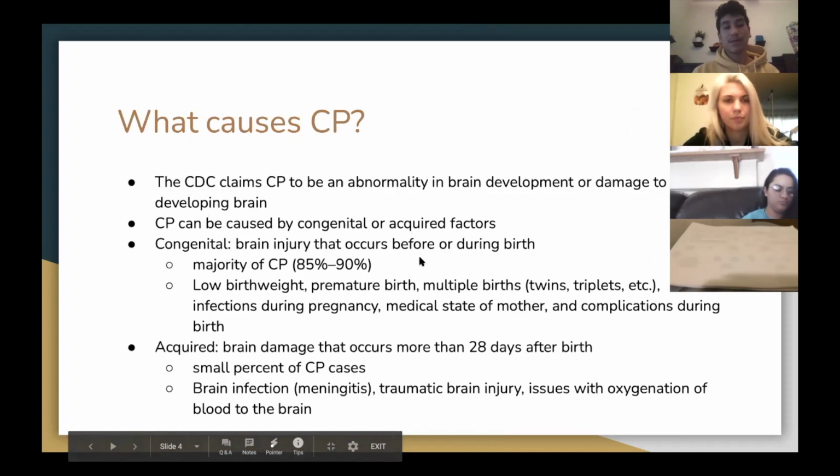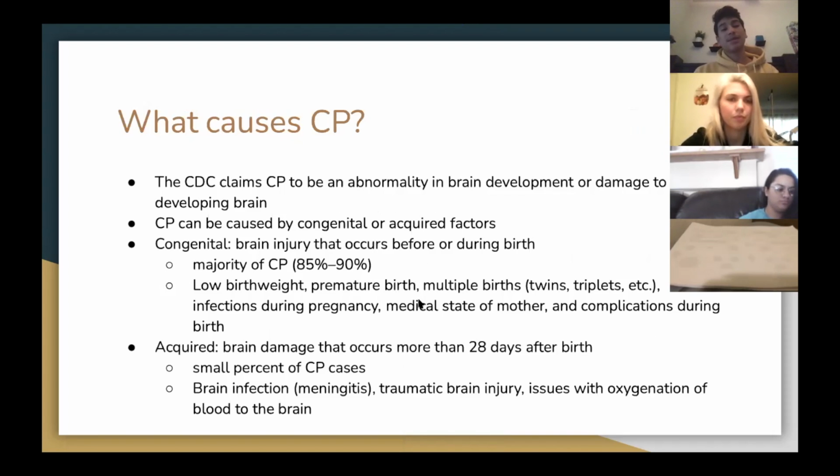So what can cause CP? The CDC claims CP to be abnormal brain development or damage, and CP can be caused by congenital or acquired factors. Congenital is a brain injury that occurs before or during birth, and some causes that can lead to that are low birth weight, premature birth, and multiple births. Acquired is brain damage that occurs more than 28 days after birth. This can be due to brain infection, traumatic brain injury, or trouble with oxygenation.